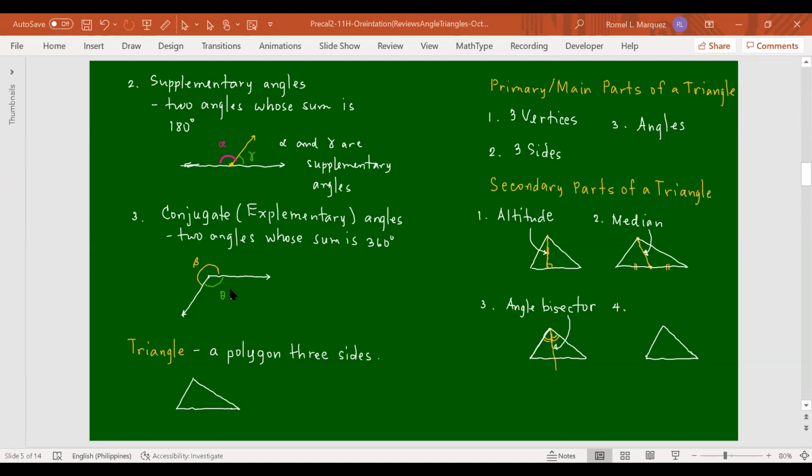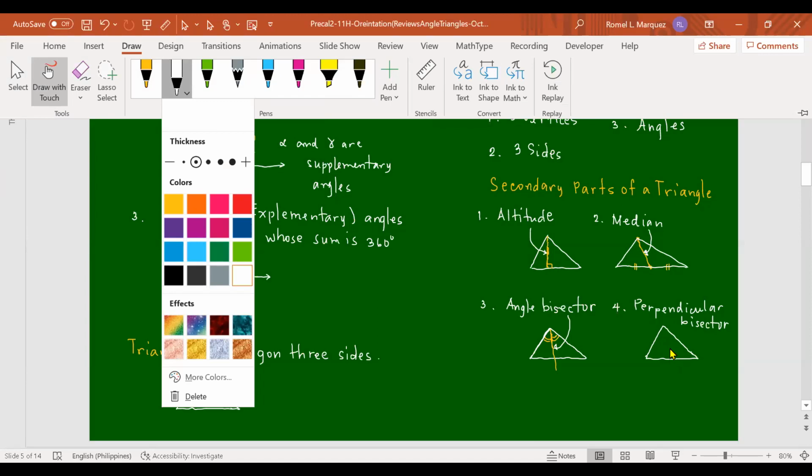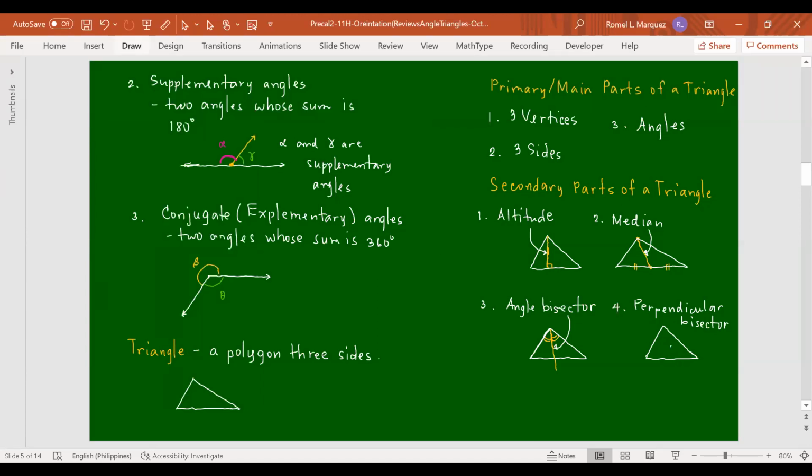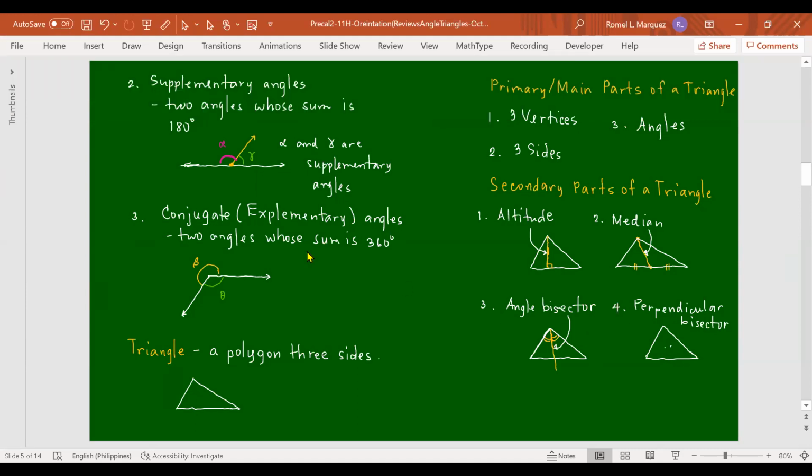Perpendicular bisectors. So we have a perpendicular bisector. It divides a side into two equal parts, perpendicularly at the midpoint. No? So we have, it doesn't change color.